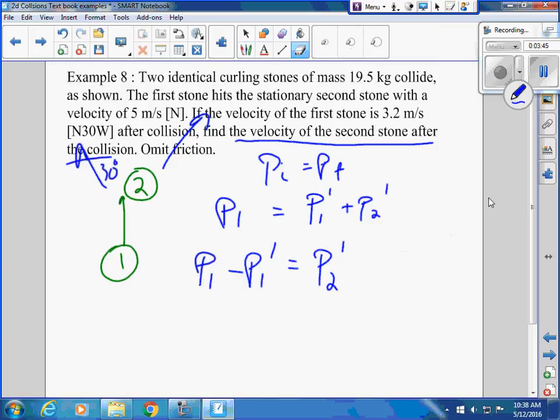Okay, so here is my vector subtraction. I've got to take P1. It's really just become a vector subtraction question, has it not?